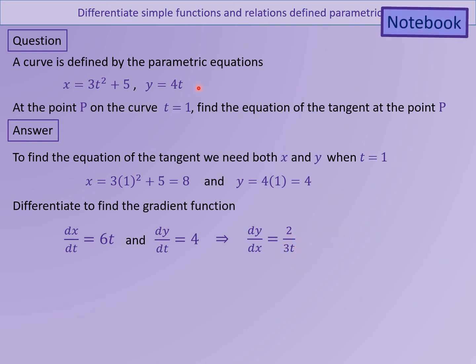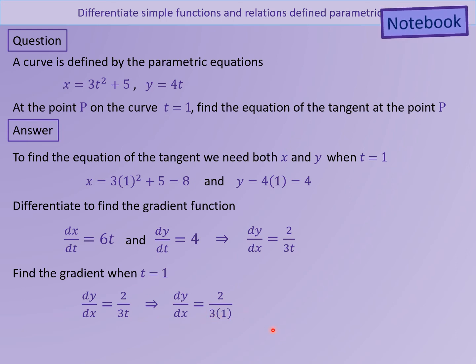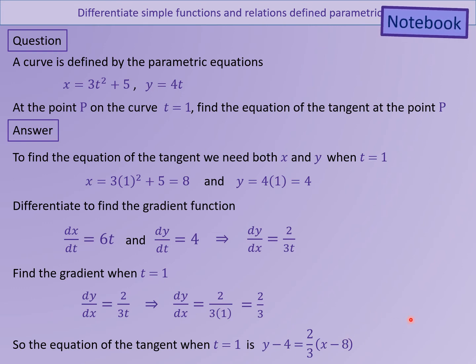Now I want the gradient when t equals 1. So that's what I'm going to work out. When t equals 1, my gradient is just going to be 2 over 3t, which gets me 2/3. So now I know my gradient, and now I know my x and my y value. I can straight away write the equation for the curve in that sort of format. And there we go, y minus y1 equals m lots of x minus x1.